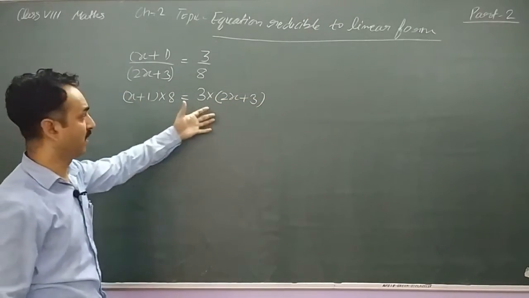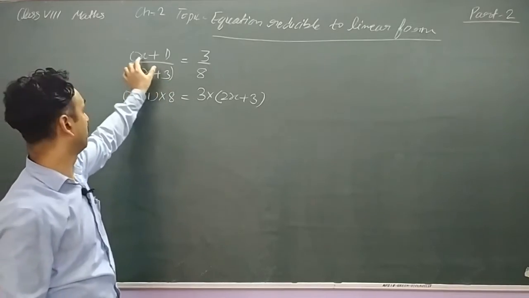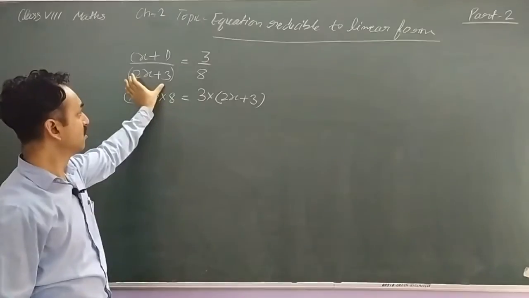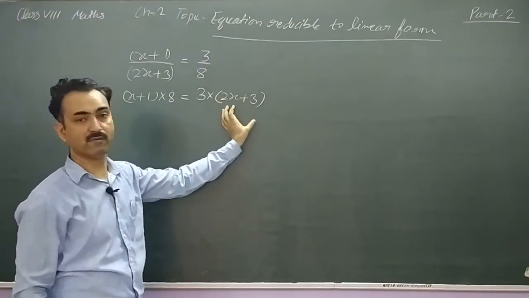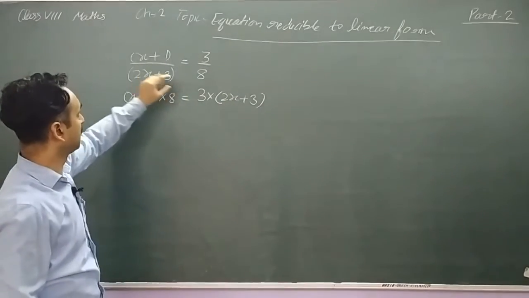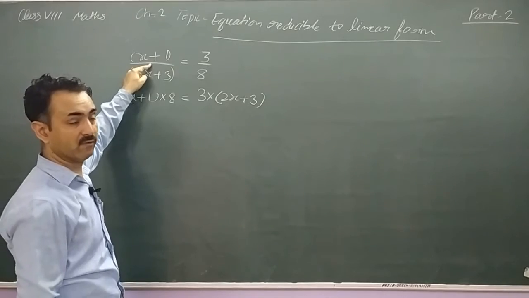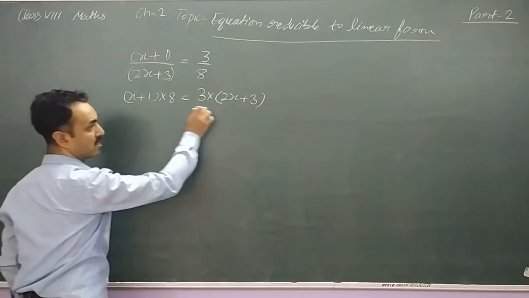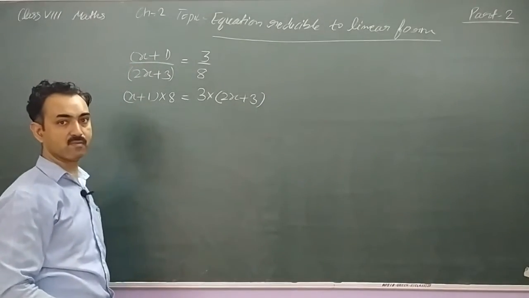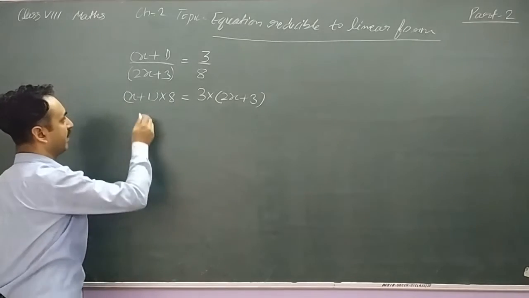What is the concept behind it? It is in divide form here, so it will go here in multiply form, and here it is in divide form, so it will come here in multiply form. So it's a very simple concept, you have to remember it by the transposition method of multiply and divide.